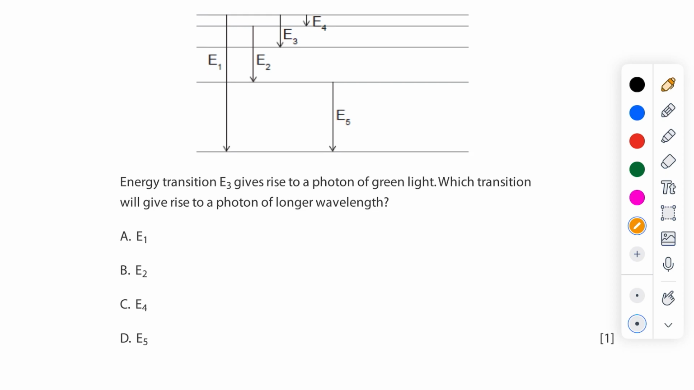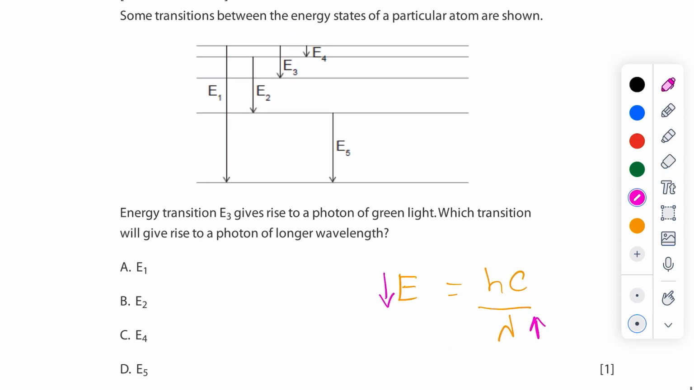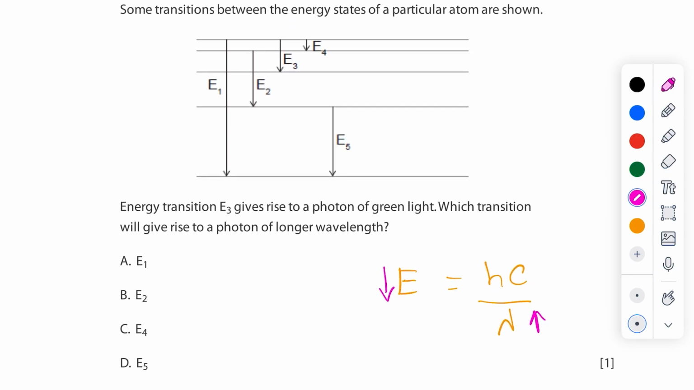Again, we know the formula energy equals hc upon lambda. Larger wavelength means the energy has to be the smallest one. Which one is having the smallest energy among all? By visualization, we can see that the energy is smallest for E4. So therefore, option C is going to be the answer.